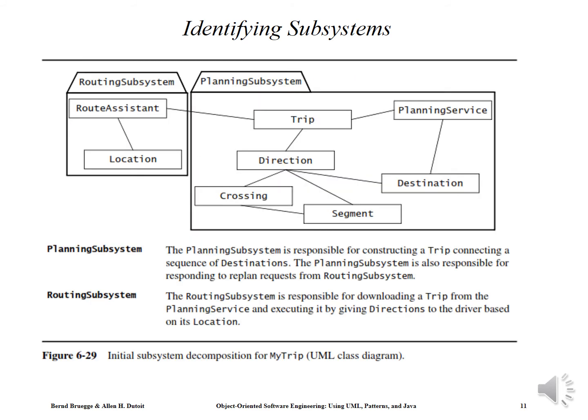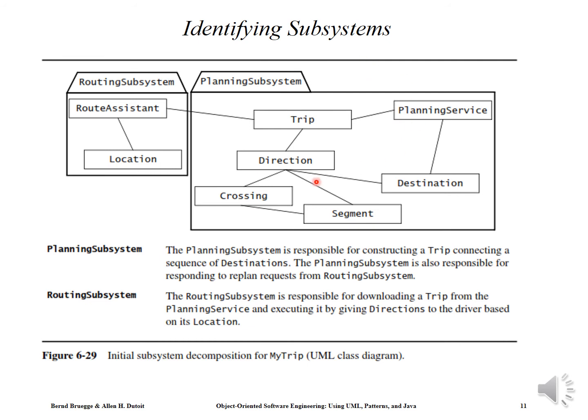For example, in the MyTrip system that we are discussing, we identified 2 major groups of objects, one related with the plan trip use case and the other related with the execute trip use case. So we identified 2 subsystems. One is the planning subsystem, which has the classes trip, planning service, direction, destination, segment and crossing. We assigned these classes to the planning subsystem, and the remaining we assigned to the routing subsystem based on the functionality of these classes.